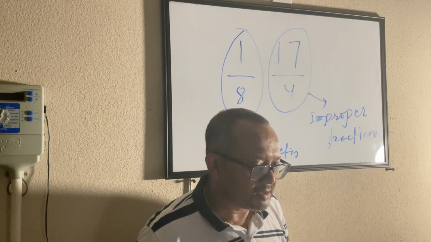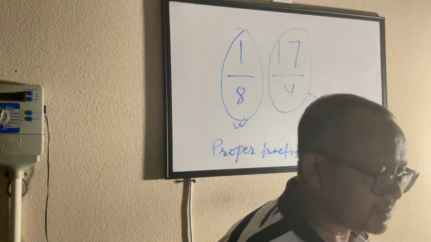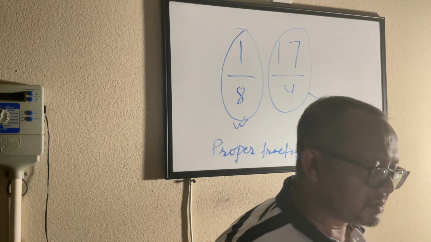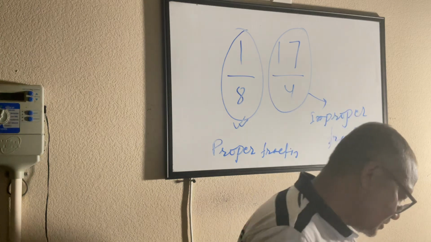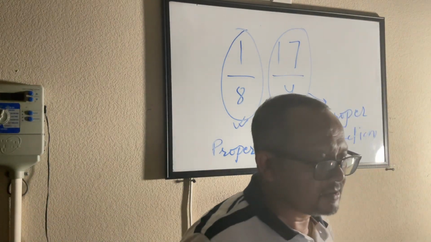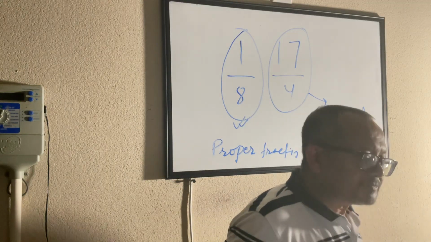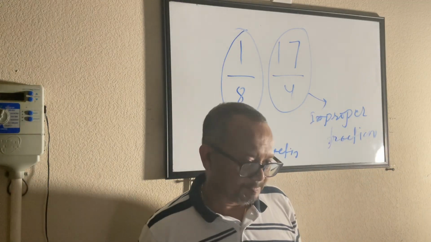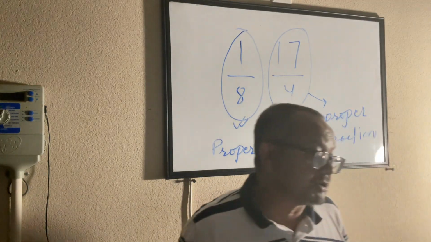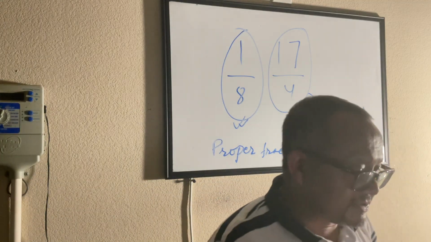So basically, in a proper fraction, the denominator will be greater than the numerator, and in an improper fraction, the numerator will be greater than the denominator. Okay. Yeah, try keeping it short. I would stop everybody. Give me a point blank answer. Okay. Yes.